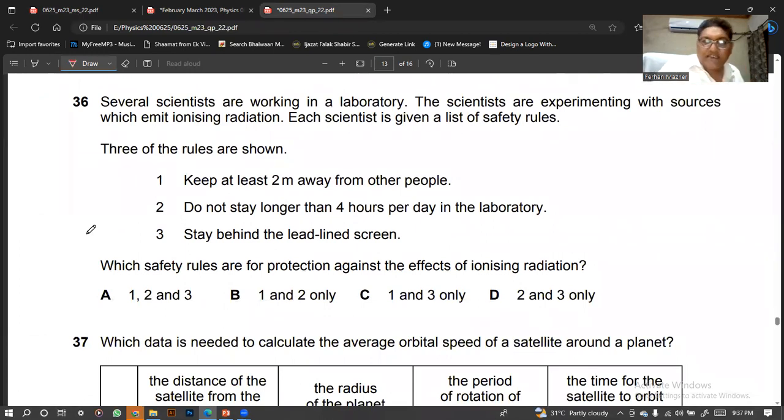Question number 36. Several scientists are working in a laboratory. The scientists are experimenting with sources which emit ionizing radiation. Each scientist is given a list of safety rules. 3 of the rules are shown.